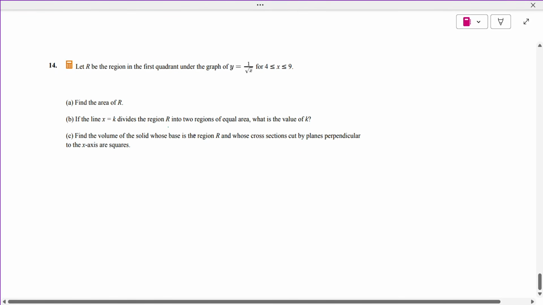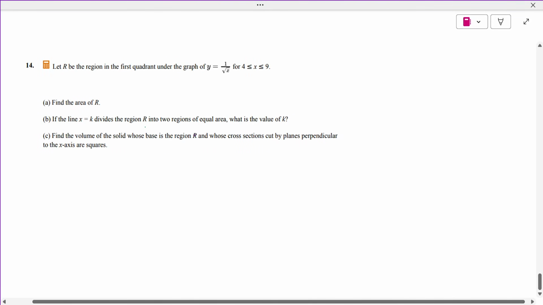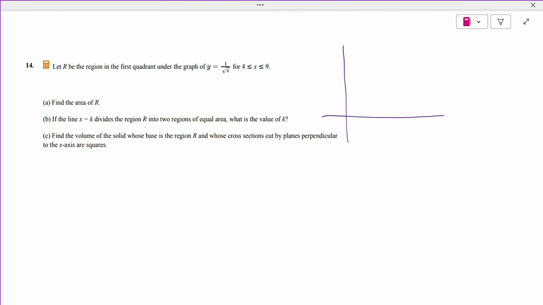Question 14, we have a region in the first quadrant under the graph of y equals 1 over root of x. Well, if you use the graphic calculator to sketch the area, it looks something like this. It goes from 4 to 9. So this is the part we are interested in. This is a rough estimate of the area. You can get an accurate graph by the calculator, but for the purpose of this question, this is enough, right?